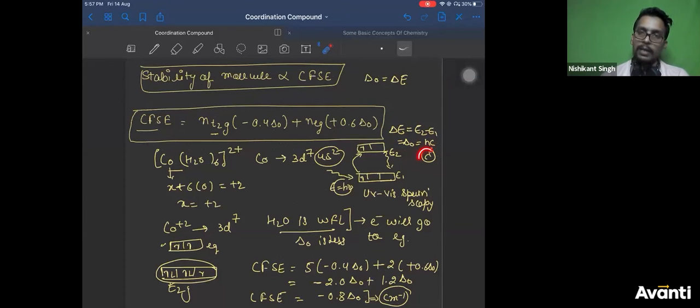From here you can find λ. Therefore it is 1 by λ. Therefore it is centimeter inverse. So 1 by λ, λ is in centimeter, so 1 by λ will be centimeter inverse. That's why you write it in centimeter inverse. Right?